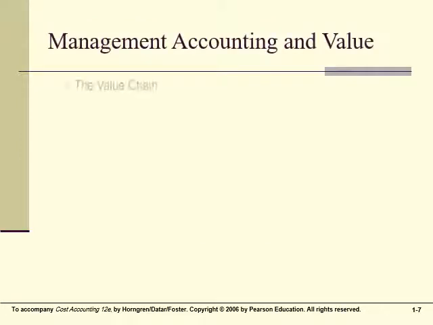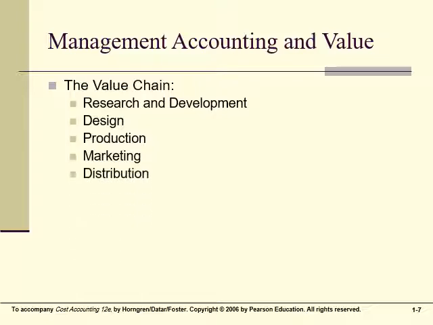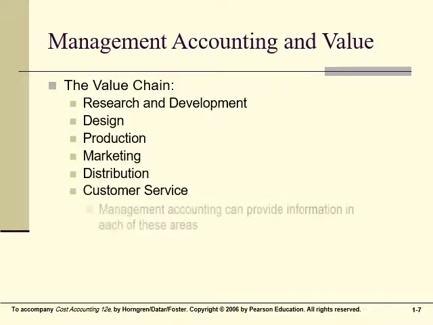As we can see in management accounting and value, the value chain contains a number of functions, starting from research and development, number 2 design, number 3 production, how to produce the product to be able to market it, and the next function, marketing, and then distribution, and the final step in the value chain is customer service, or how to provide services to the final consumer after sale.